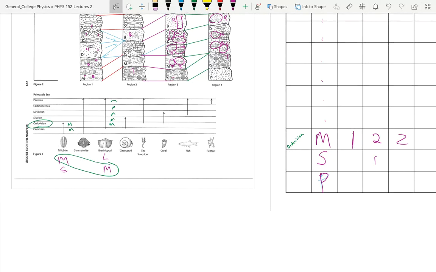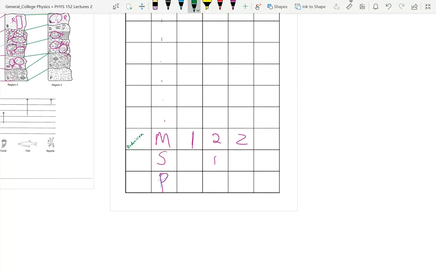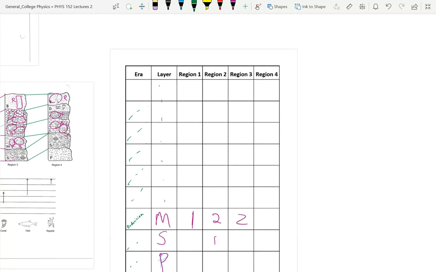So you're going to go through and do the same work for the rest of them. And so over here, when you're done, you will have the names of the periods for each one of these layers. And there will be some periods that have more than one layer in them. Don't say, oh, I've already got that one, so it must be something else.